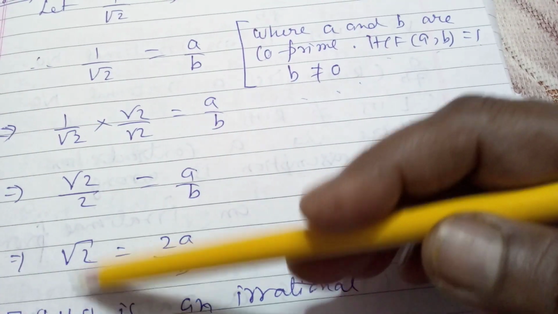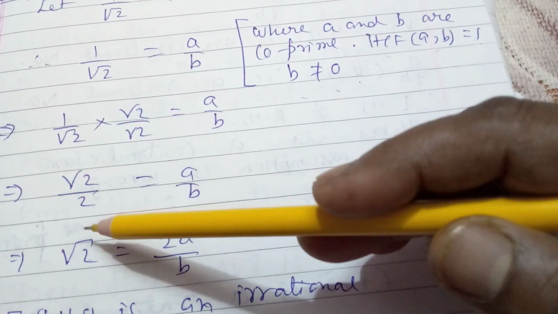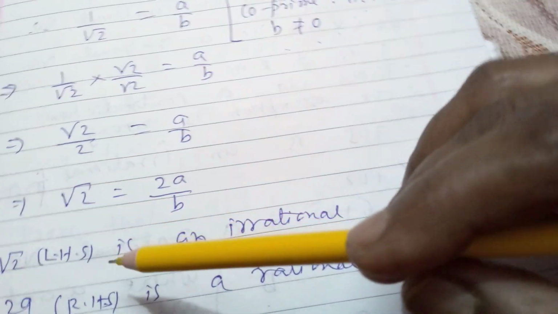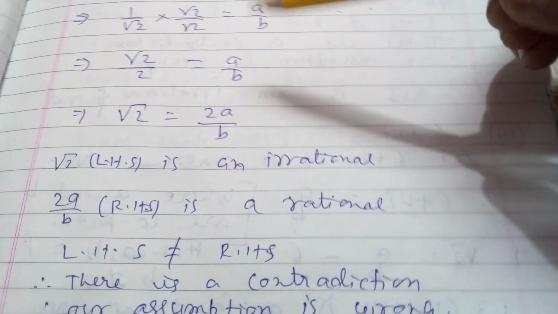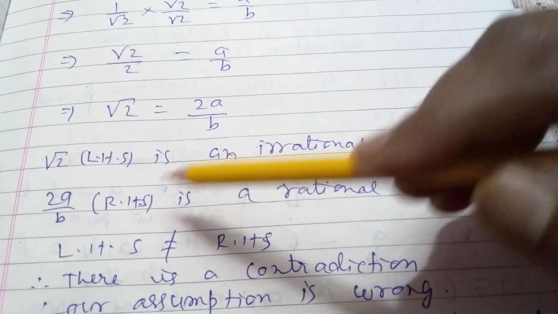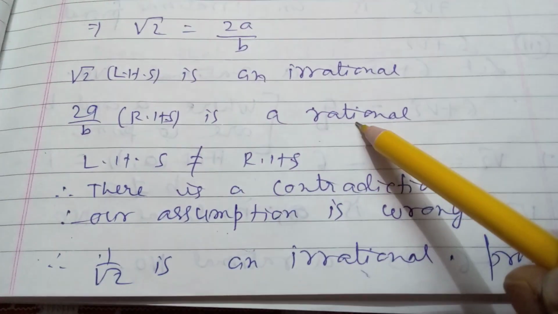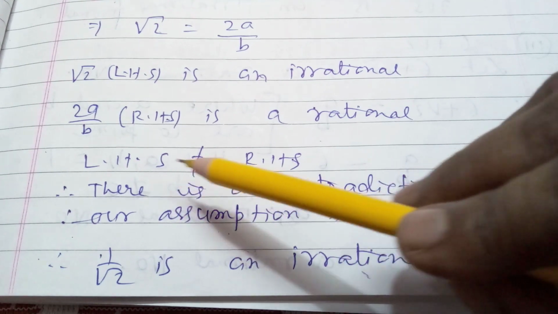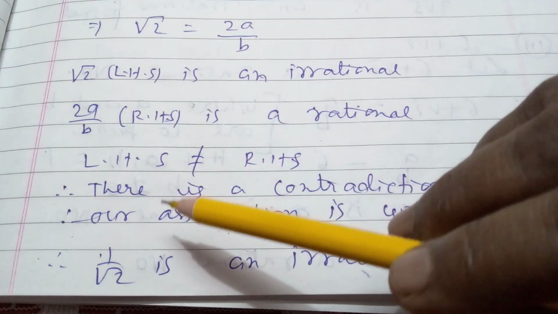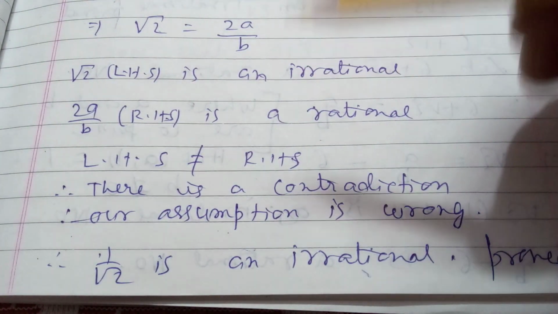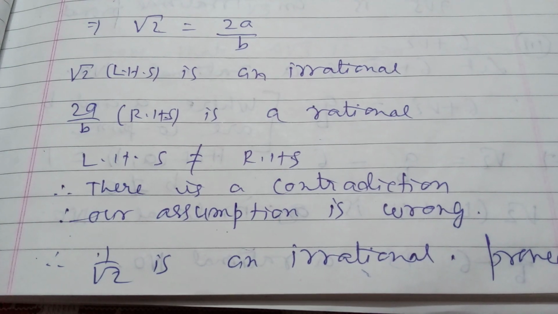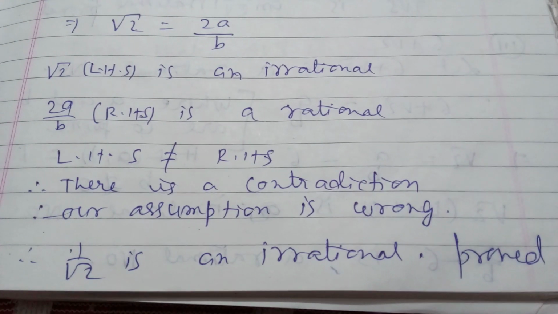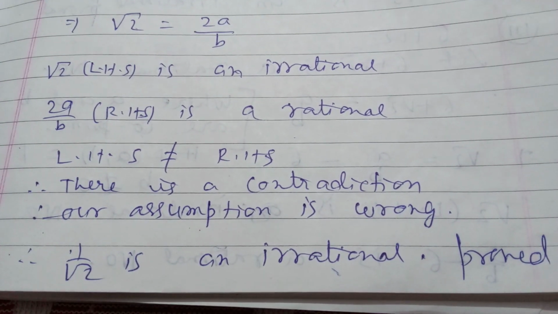What is our attempt? To make root 2 alone. So root 2 equals 2a by b. Now root 2, that is the left hand side, is irrational, but 2a by b, the right hand side, is rational. So left hand side is not equal to right hand side. So there is a contradiction and our assumption is wrong. So 1 by root 2 is an irrational number.